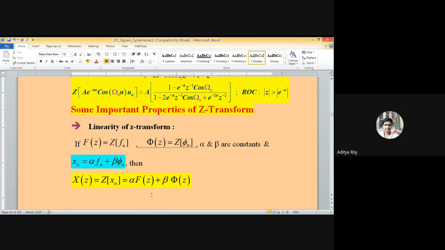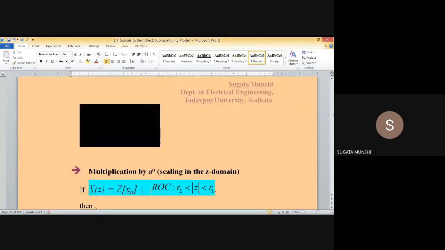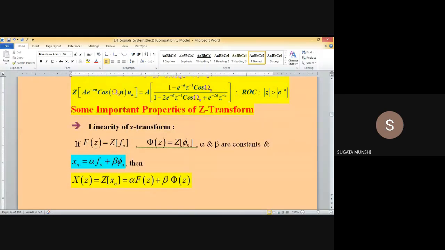Sir, what will be the ROC of the combined signal? ROC of the combined signal will be at least the intersection of the ROCs of the individual sequences. That means at least the intersection of the ROCs of F(z) and phi(z). Intersection obviously means the common, the overlap.